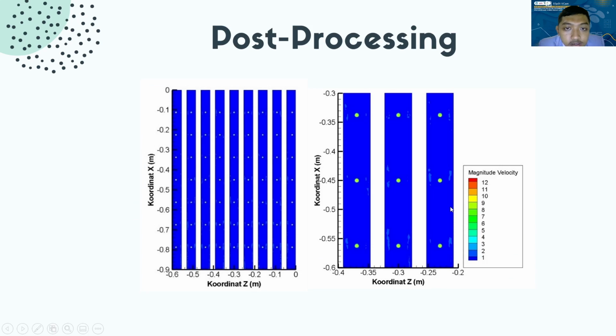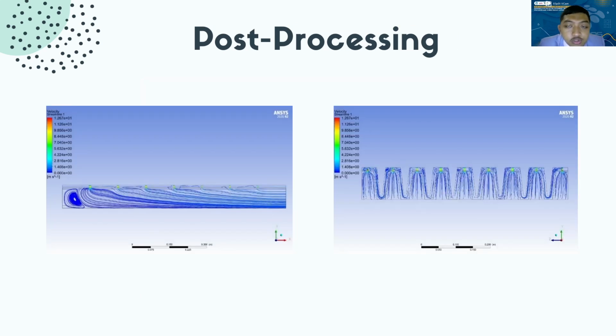And this is the XZ plane, same as before. The jet impingement has an increase in velocity, and this is post processing of streamline. And the first figure shows the streamline contour on the side of the XY plane, where there is a backflow of air circulating in the space between the jet plate and the bottom plate close to the outlet area.